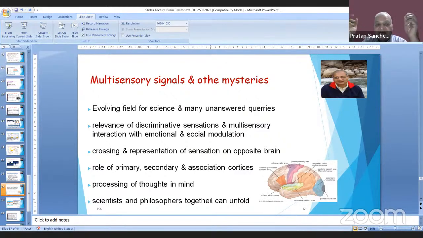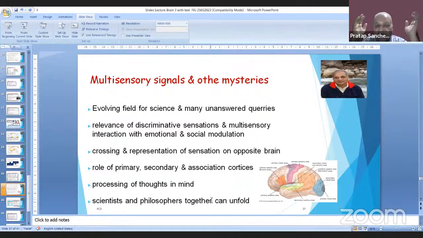Another important aspect is discriminative sensation. Can we discriminate high temperature from low temperature, less tasty from extremely tasty, or too hot, or whatever it is? So discrimination is one. And why does crossing occur, with the representation on the opposite side of the brain? Why not on the same side? These are mysteries which are yet to be solved.